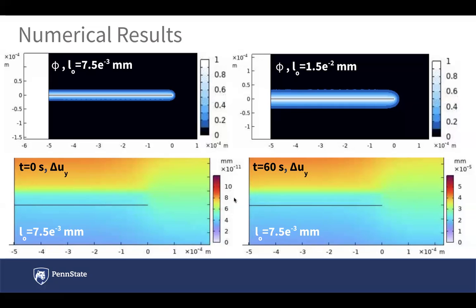These bottom figures show the displacement in the y direction for the smaller crack width, 7.5 times 10 to the negative 3 millimeters. This is at time equals 0, where we have a vertical displacement that is much smaller compared to what the displacement in the y direction is at 60 seconds. You can note that by this being on the order of 10 to the negative 5, where it started at 10 to the negative 11 at time equals 0.